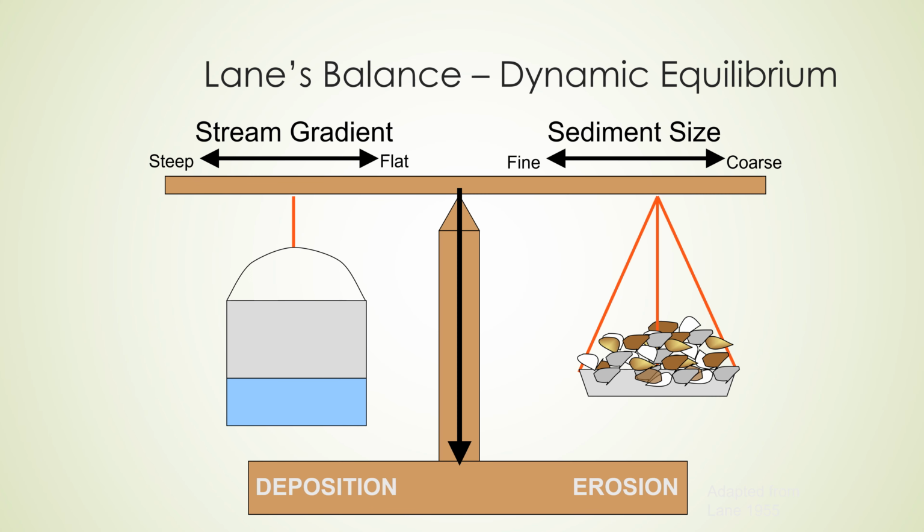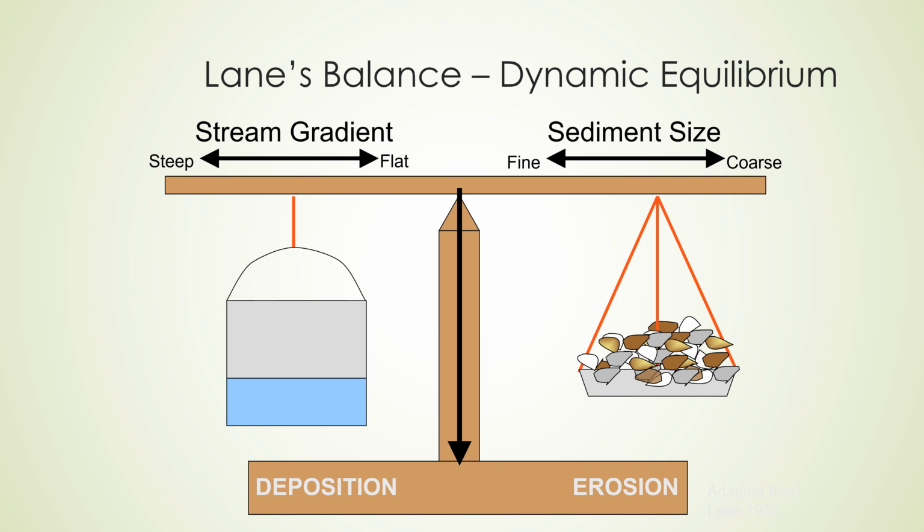This is a model of the primary components called Lane's balance, proposed by an engineer, E.W. Lane. You can see the primary components on the balance. The water is in the cup on the left and can be adjusted as having more or less water affecting the balance.